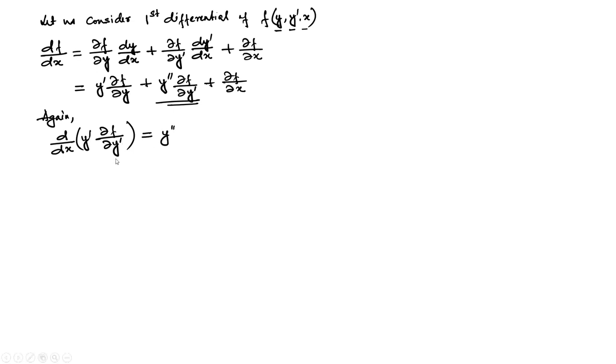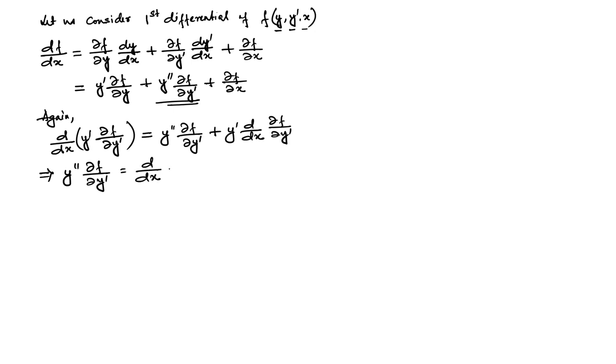So, we have y double prime, then dou f dou, then plus y prime, then d dx of y prime. Then what we have is the expression of this second term, which is equal to d dx of y prime.